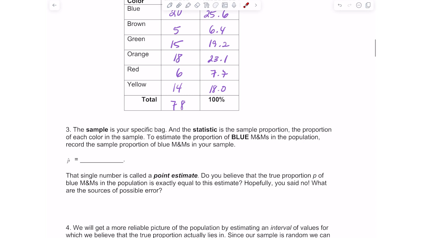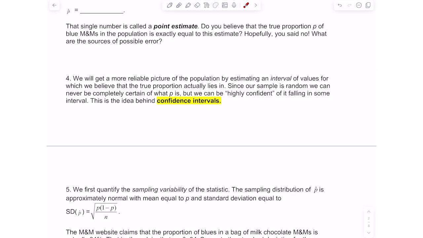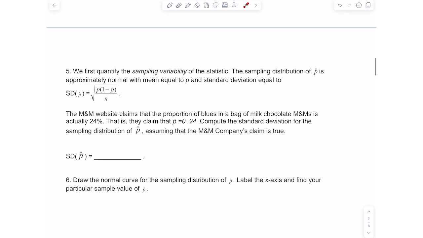Those values that we use, those p hats, to determine what the population parameter is, we call the point estimates. Then of course we're going to have a margin of error, because we know every sample is different, so we have to allow for some error within our confidence interval. We're going to come up with an interval, a lower number and a higher number, and we're saying that somewhere in between is the true proportion of M&Ms that are blue or orange or whatever you're looking for. In order to figure out that margin of error, we need to know the sampling variability.